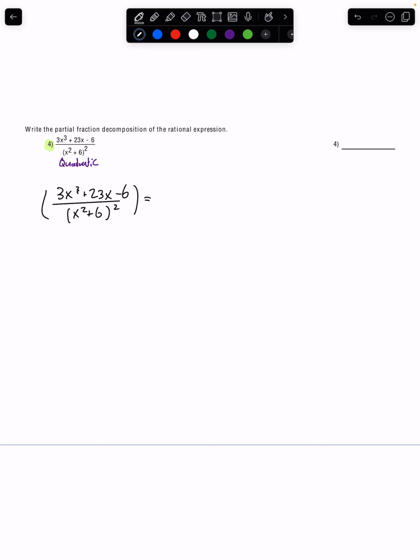And then it's going to be equal to, we started with ax plus b, and the denominator will just be what's in the parentheses. So x squared plus 6, and then we'll add it, since it's a quadratic that's squared, to cx plus d, then what's inside the parentheses, and its square. To solve and simplify this, again, we just multiply both sides by the denominator.